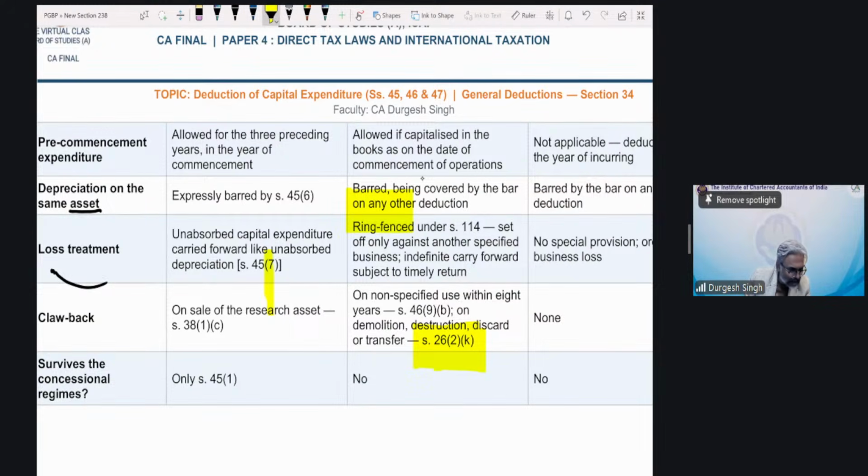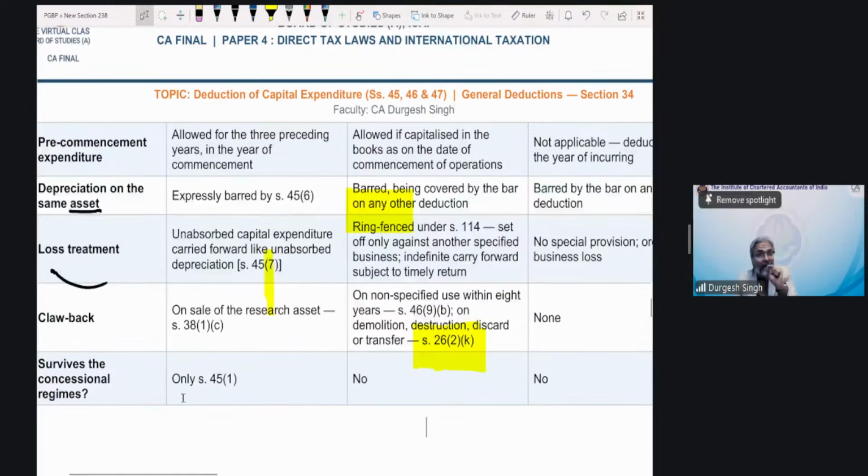Now students, tell me, in this particular scenario, the last one is very important: does it survive the concessional regime? What is the concessional regime? The alternate tax regime, because a concessional tax rate is there. Concessional regime means, students, the alternate tax regime. Does it survive the alternate tax regime, which is the concessional tax regime?